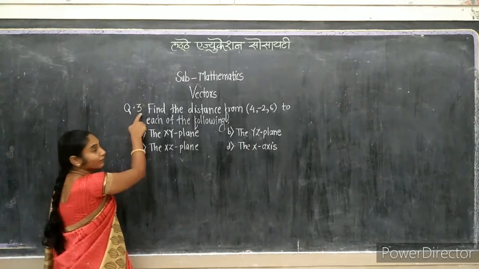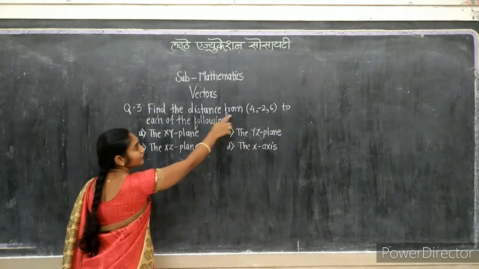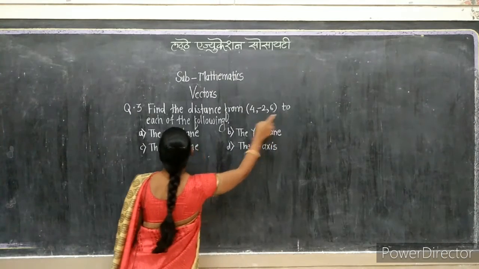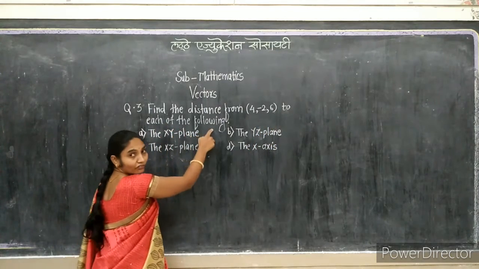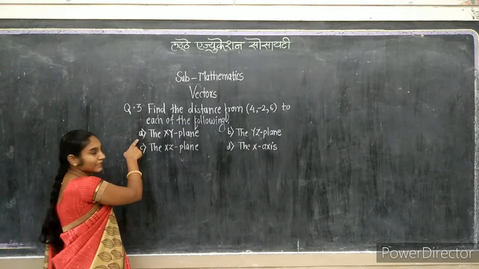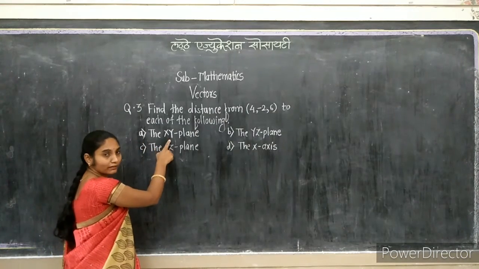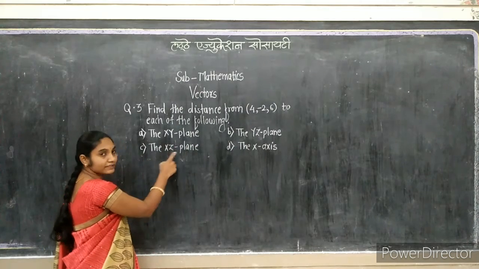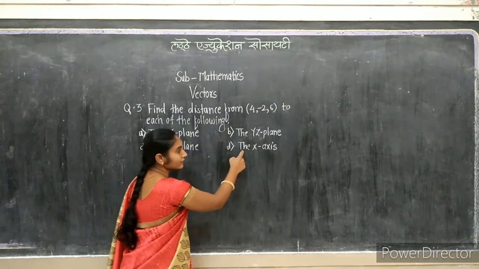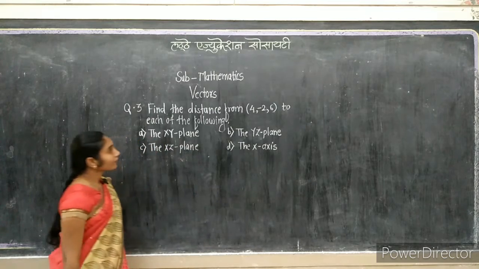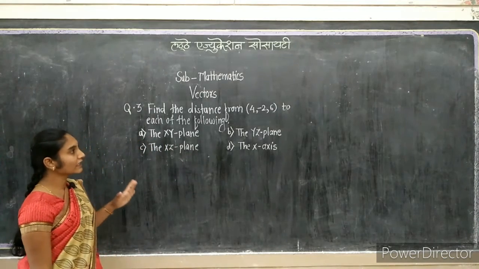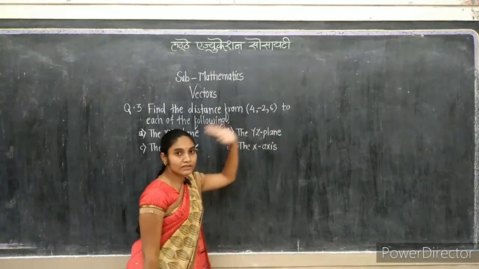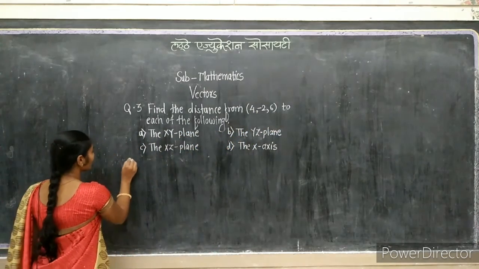Next question, question number 3. Find the distance from the point (4, -2, 6) to each of the following: A, the XY plane; B, the YZ plane; C, the XZ plane; and D, the X axis. In this example, the given point is (4, -2, 6). First, write down the solution.